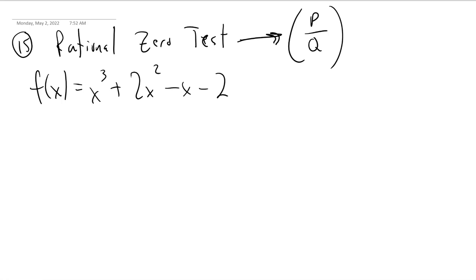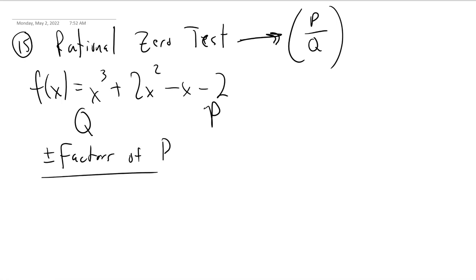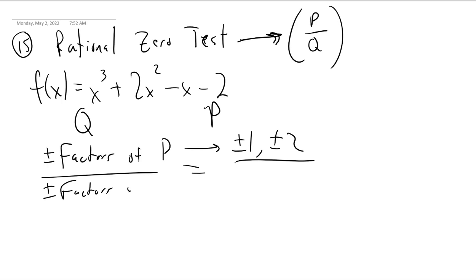Where if you make your constant be P and your leading coefficient be Q, so the leading coefficient's the number that's being multiplied by x with the biggest exponent. If you do plus or minus all the factors of P, so everything that goes evenly into 2 would be plus or minus 1, plus or minus 2, over plus or minus all the factors of Q, and the things that go evenly into 1 would be plus or minus 1.